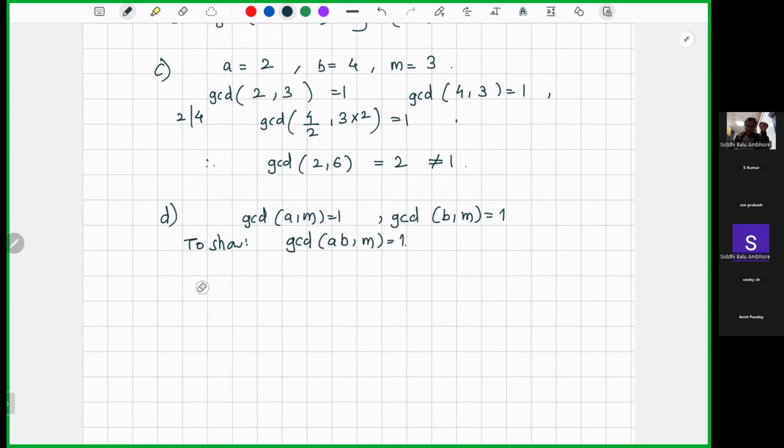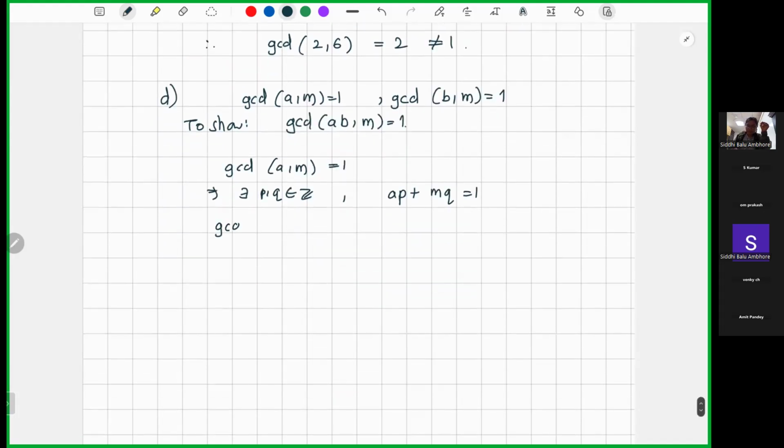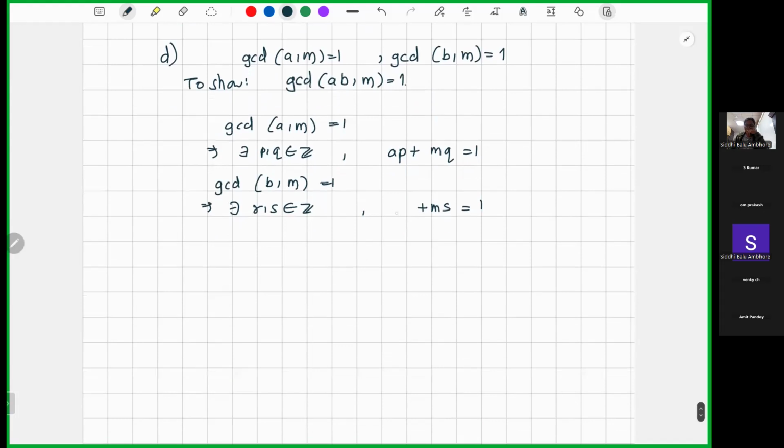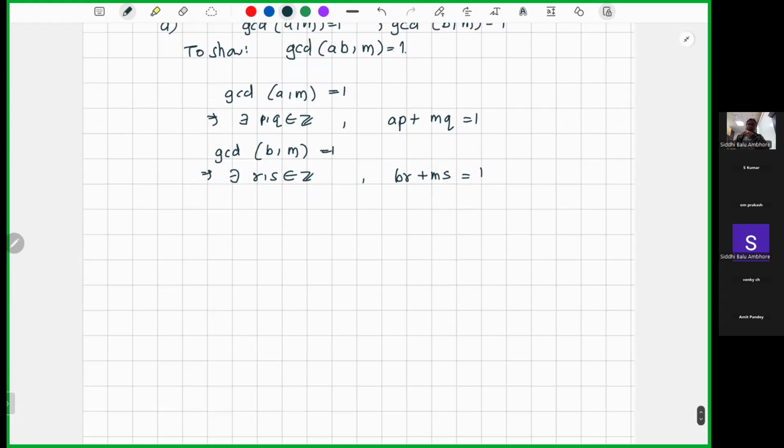Since GCD of A comma M is 1, this implies there exist P, Q in Z such that AP plus MQ is 1. And similarly, GCD of B comma M is 1 implies there exist R and S in Z such that RB plus MS is 1. Am I making some mistake here? Okay, and now I have to find this.